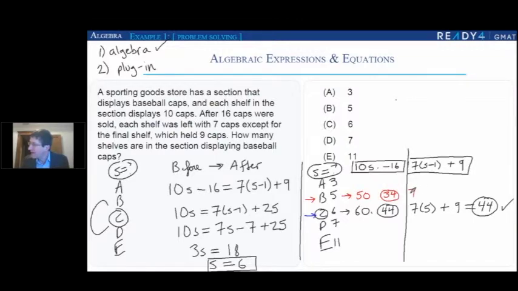So there should be 34 caps. Then I'm going to take 7 times 4 plus 9. That's going to be 28 plus 9, which is equal to 37. And at this point, you should go, that's weird. That doesn't make sense. This number is too small. And so this can't be the correct answer.